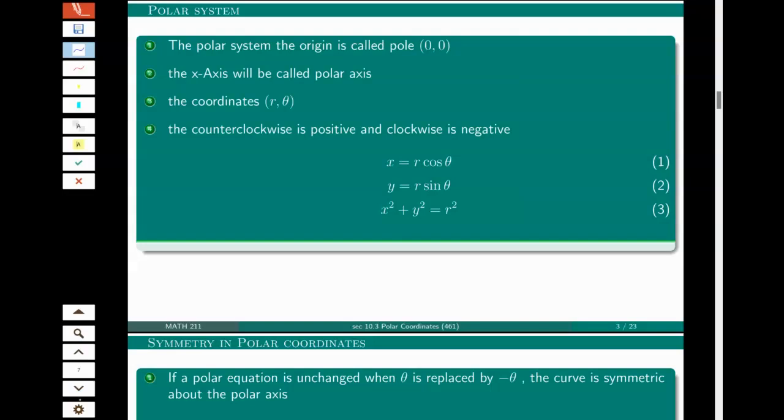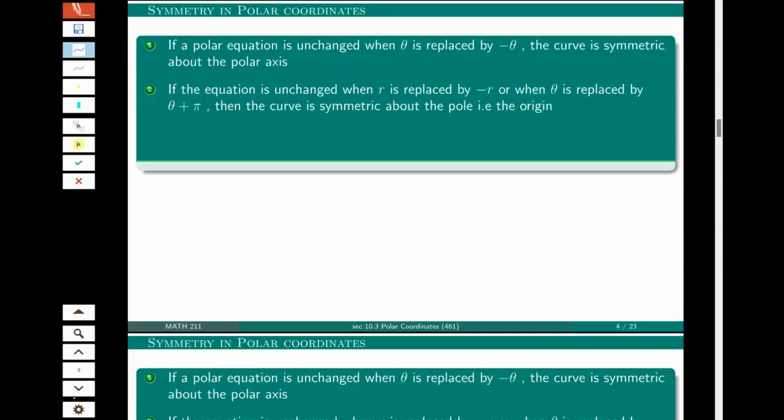Anyway, this is what we just said in a few seconds. For symmetry, it will be slightly different. If we change vector by minus vector and we get the same equation, we will say it's symmetric about the polar axis, which is originally the x-axis. If we replace r by minus r, or vector by vector plus pi, and we get the same equation, we will say it's symmetric about the origin, which we call the pole.